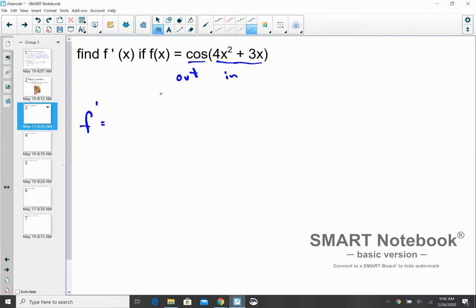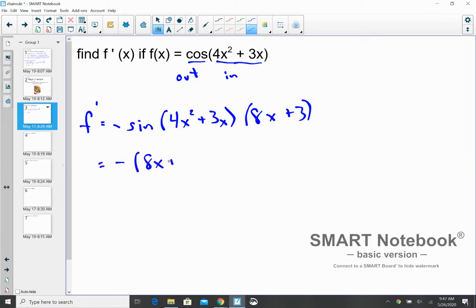F prime is going to equal the derivative of cosine, which is negative sine. So you write negative sine. Keep the inside the same. Don't do anything to the inside yet. Then we go to the derivative of the inside, which would be 8x plus 3. Now, just for simplification's sake, and so that you know, you can bring anything algebraic in front of a trigonometric piece.